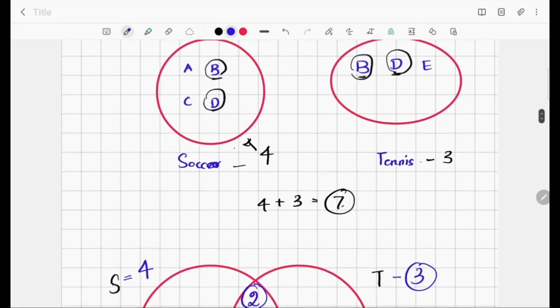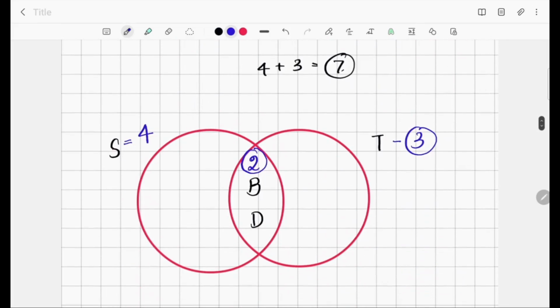Okay, now let's write down B, D and E. Can I write down B, D and E here? No, already B and D are included here. Okay, they are included here, so you just eliminate them and you just put only E. Okay, so in numbers also there were 3 who liked tennis, but this B and D will be double counted if I put them here again. So you say 3 minus 2, and here we have only 1. Okay, only one friend liked to play only tennis.